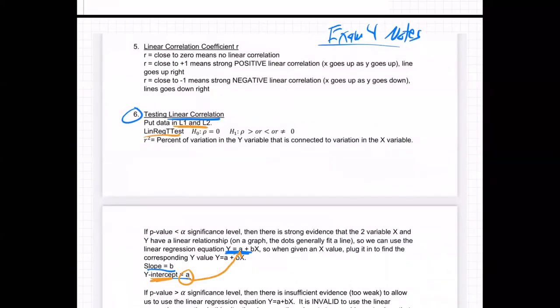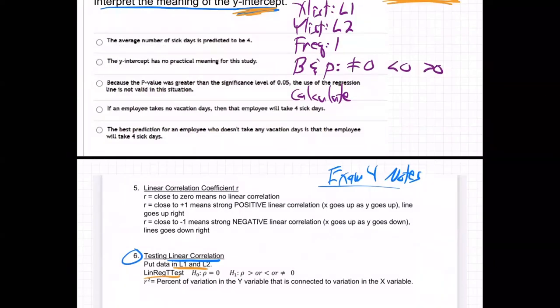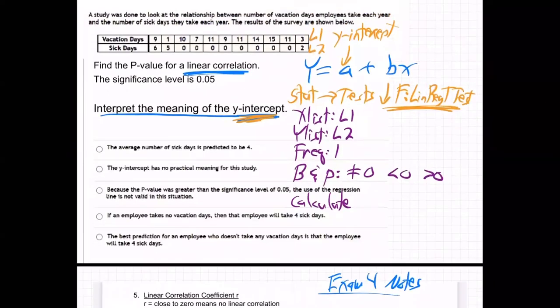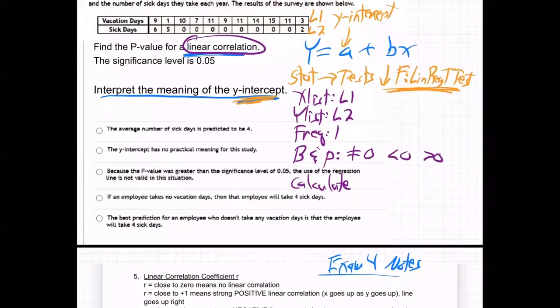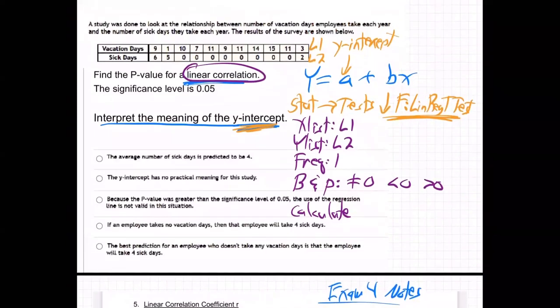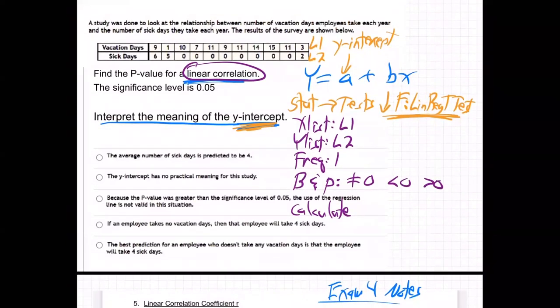So we're testing. See, I saw the words linear correlation in the beginning of the problem, right? They talked about that. Right here, linear correlation. So then I went to the notes and went, okay, testing linear correlation. Put data in L1, L2, go to linear regression t-test, choose that stuff, okay? And so whenever you're doing linear regression t-test, you're going to choose this not equal to 0. I'm going to choose that not equal to 0 there, and then calculate.